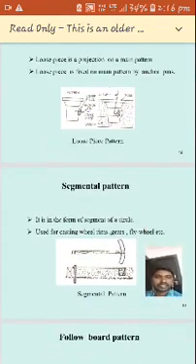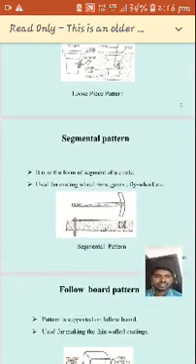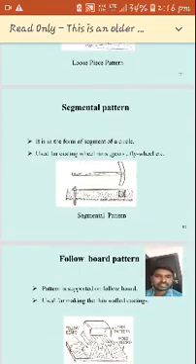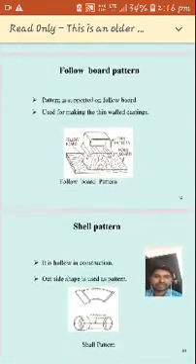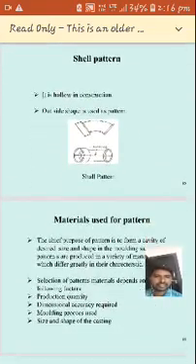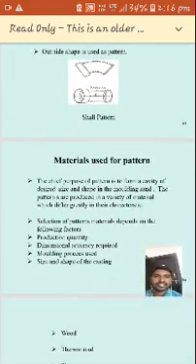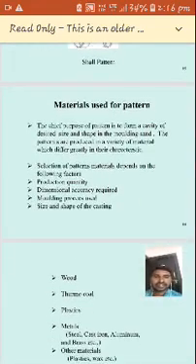And the next, segmental pattern, in the form of segments of circles. It is used for making rims, gears, and flywheels. Then follow board pattern and shell patterns. These are the various types of patterns used in the foundry. And then next, the materials used for the pattern. What are the materials used for making the patterns?